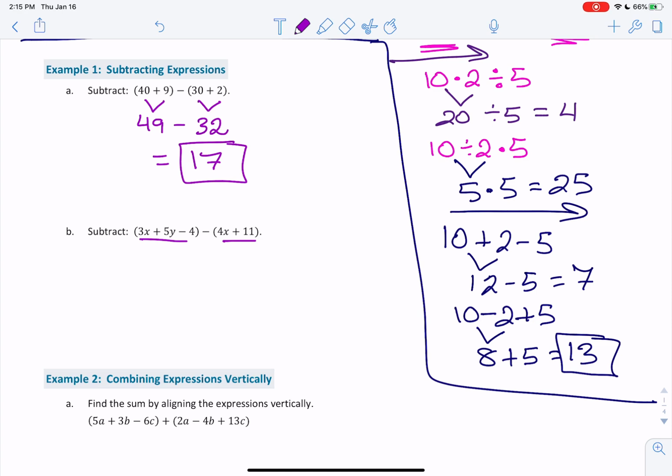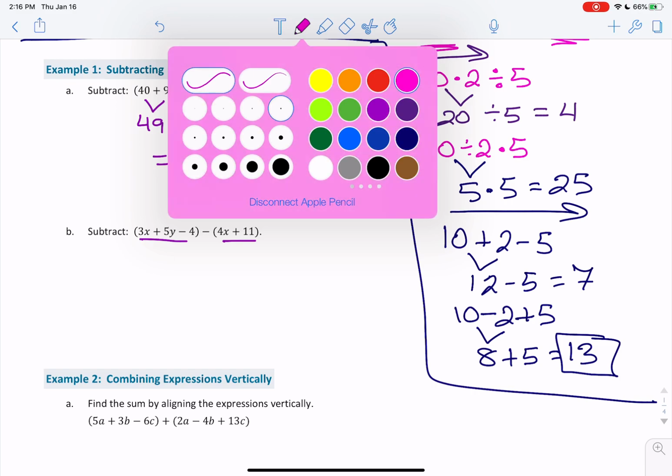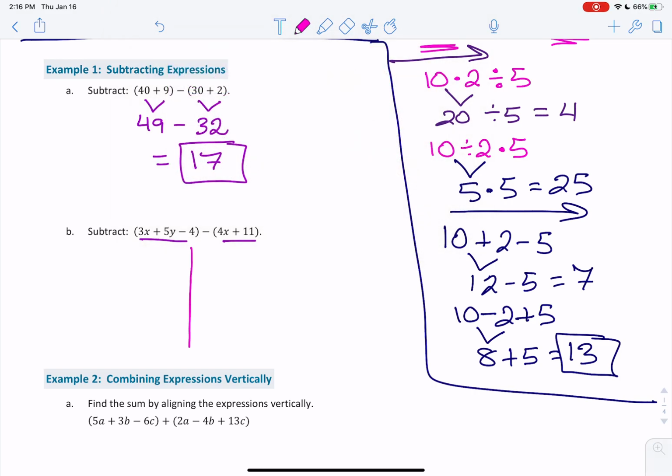So instead, we're going to take the first one and we're going to subtract the second. Now there's a couple of ways we can do this, so I'm going to go ahead and I'm going to draw a line down. Remember, in math, there's hundreds of ways of doing the same thing. So there is no one way. So in this case, I'm going to show you two different ways. The first way is we have our 3x plus 5y minus 4, and we're just going to subtract 4x plus 11, okay?